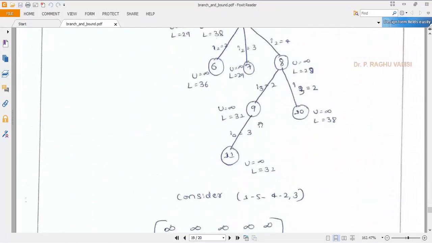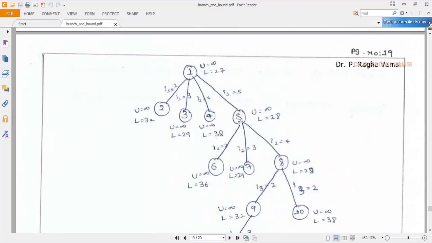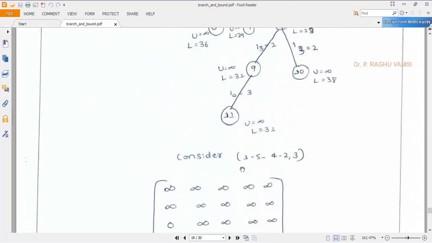Now in this branch, by visiting from 4 to 2, the lower bound is 31. Visiting from 1 to 4 to 3, the lower bound is 38. Among these two, the lower bound is 31. So the lower bound is 31, and you try to expand this. Already 1 is visited, 5 is visited, 4 is visited. The only vertex that is left over is 3.